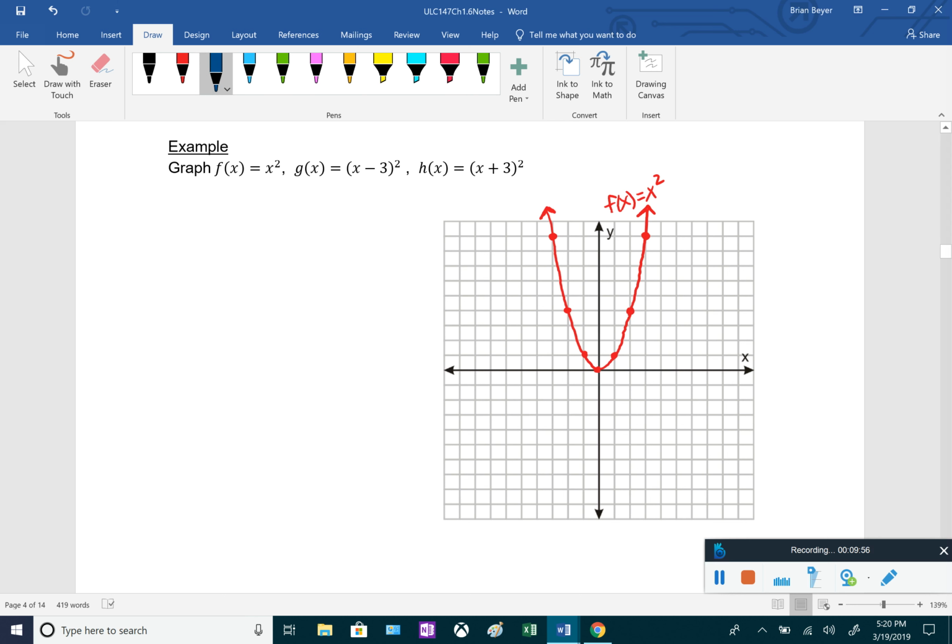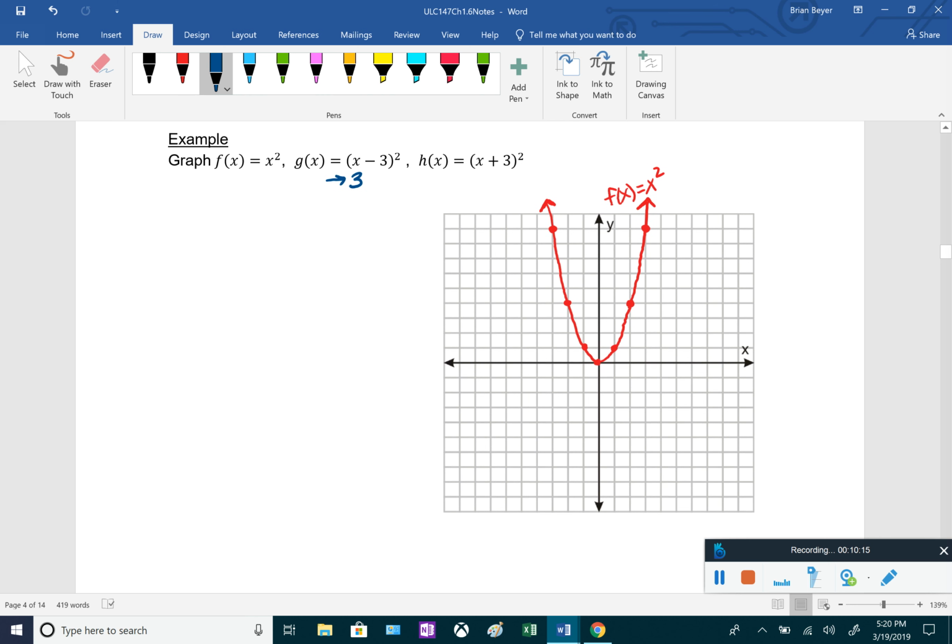Next, for g of x, (x minus 3) squared, since it's x minus 3, that means we're moving it to the right 3 units. So we're moving f of x to the right. And we knew it was a horizontal shift because it's directly on the x value, on the x variable. So we're going to move everything to the right 3 units on this graph. Every single point moves to the right 3, and we'll end up with something like that.